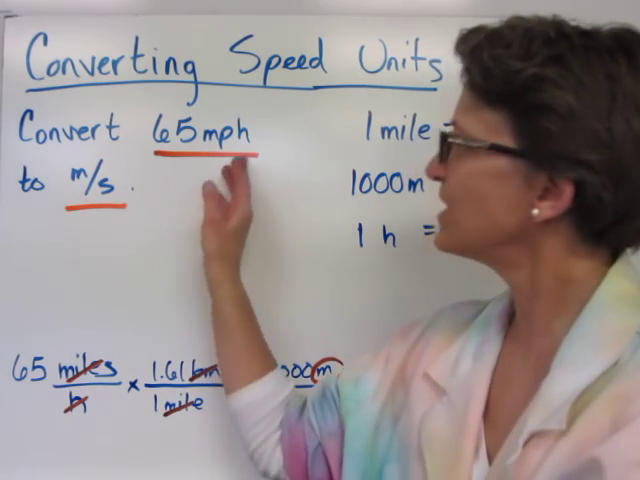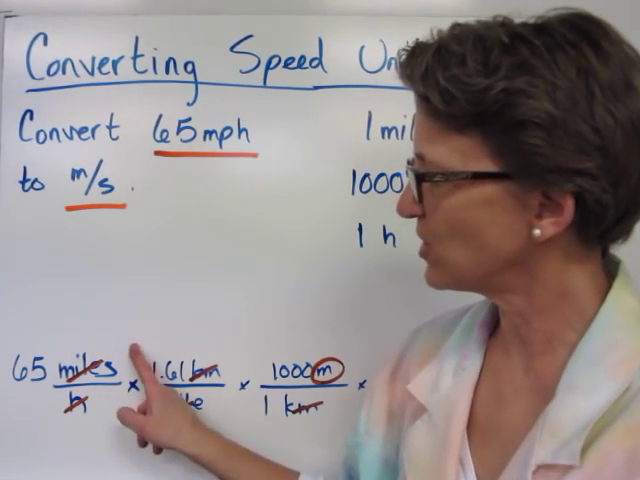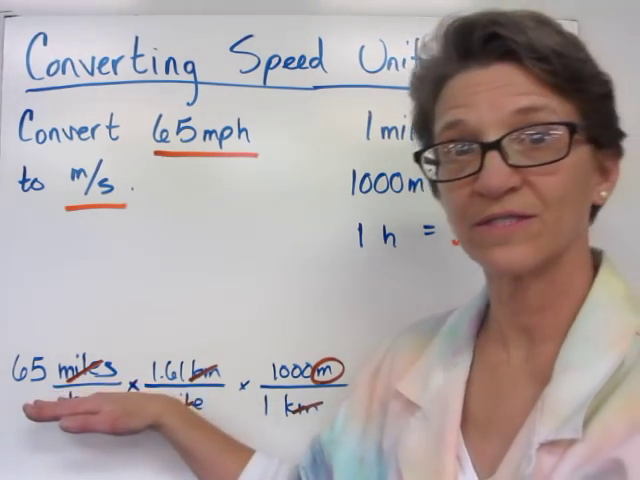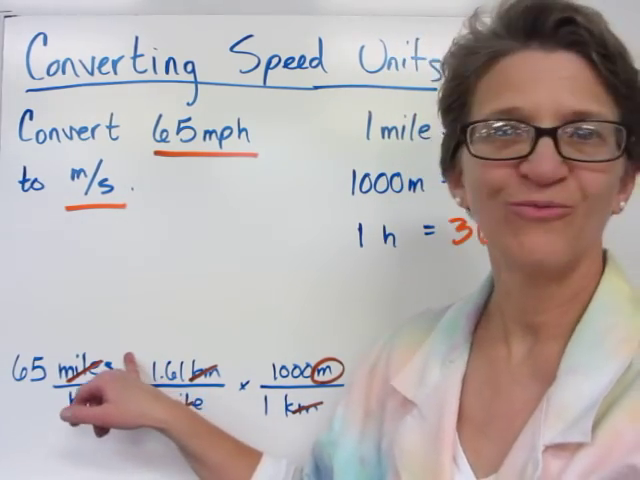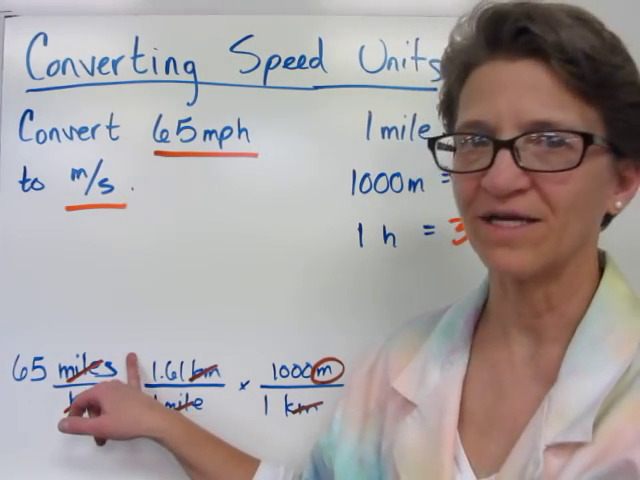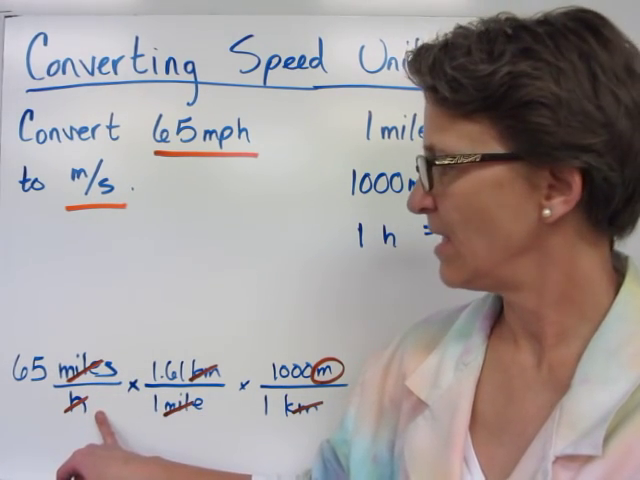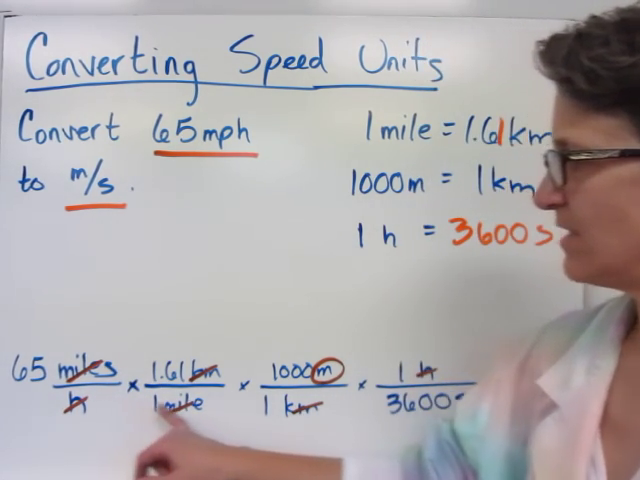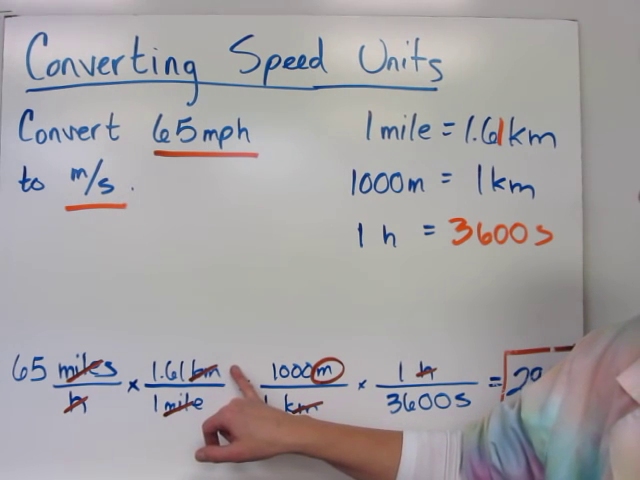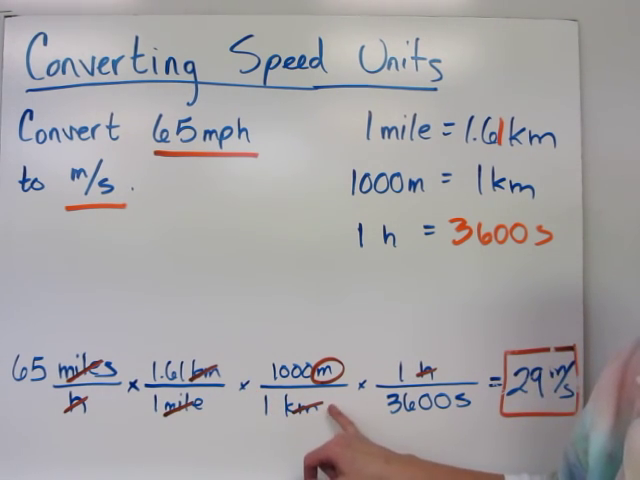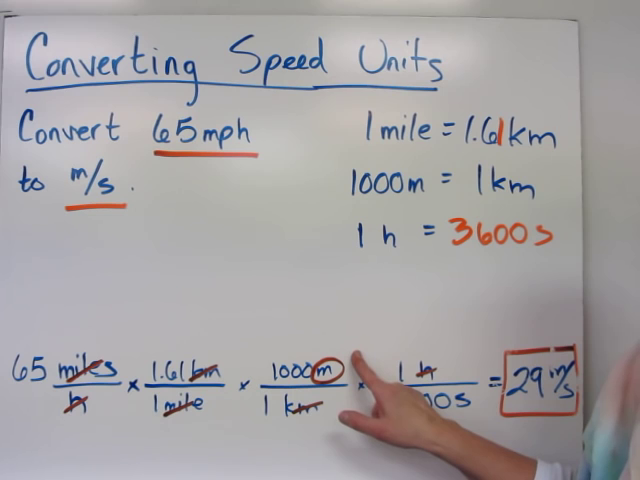Now, when you take miles per hour, I suggest that you write it with this horizontal line. There is no abbreviation for miles, so just write it out, and you have 65 miles per 1 hour. My next conversion changes the miles to kilometers. My next one changes my kilometers to meters, and that's my final distance unit.